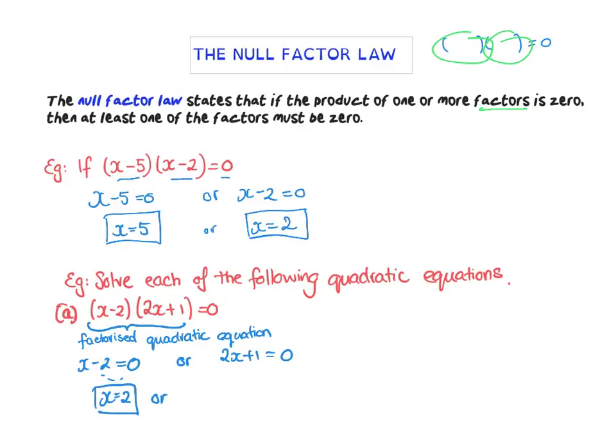Or now let's rearrange this one. This would be 2x equals negative 1. The 2 is timesing, so it'll divide. So we could say x equals negative 1/2.